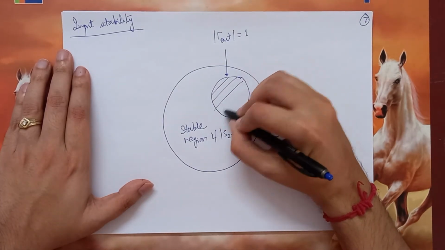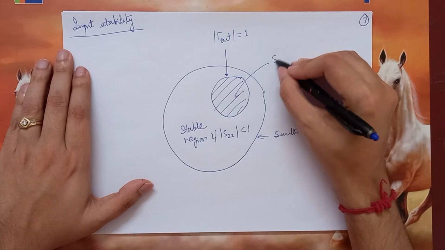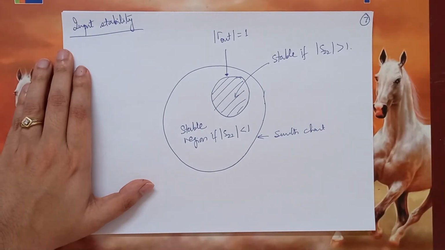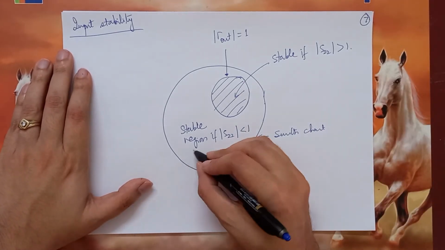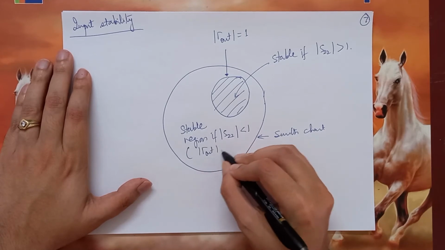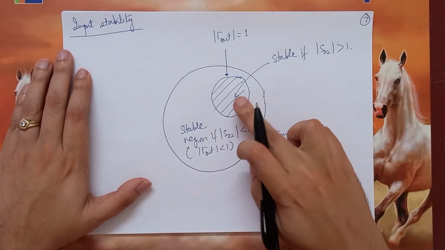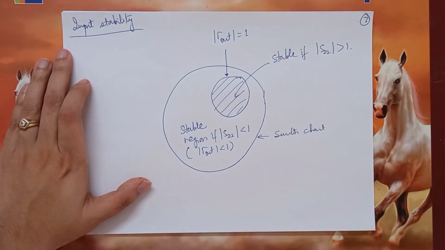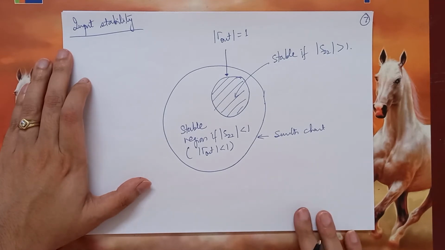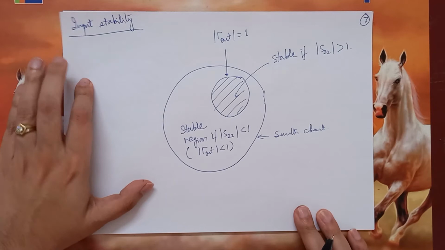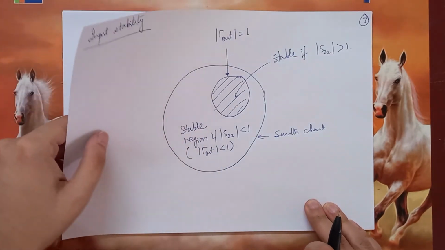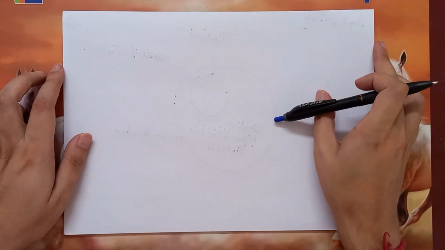And this one would be stable if mod S22 is more than 1. Because this would indicate mod gamma out less than 1 in this case, and this would indicate mod gamma out less than 1 under this condition. So this is how you can use stability circles. Let us try to understand this with a small example. Suppose an MMIC is given to me.